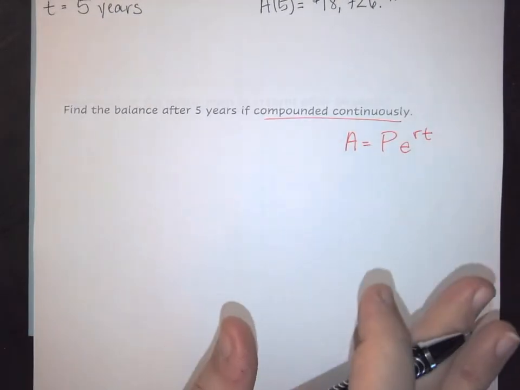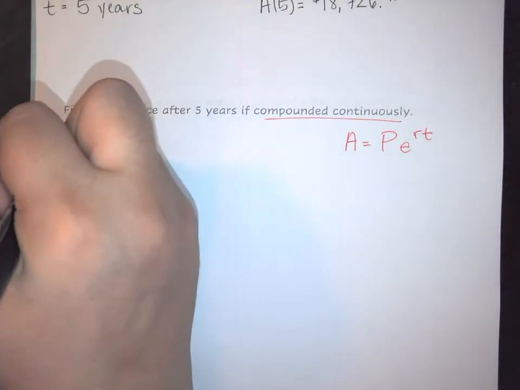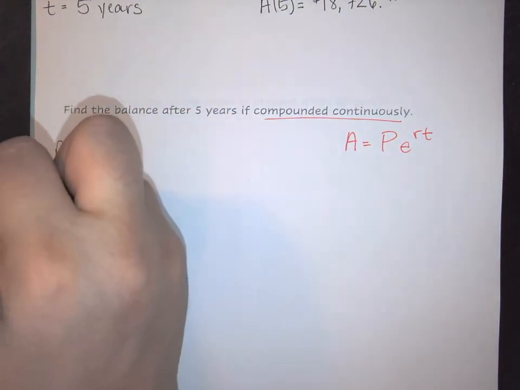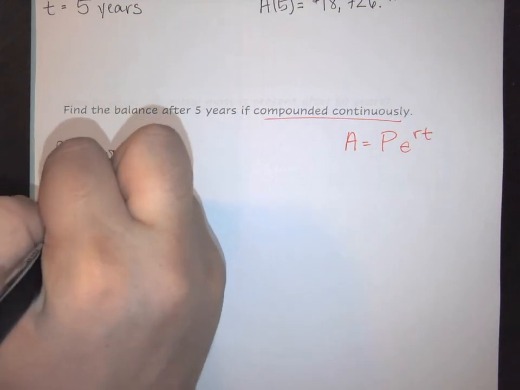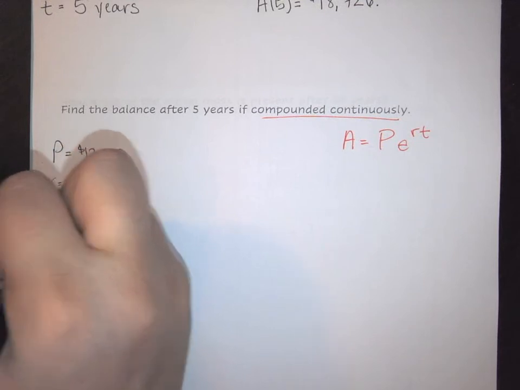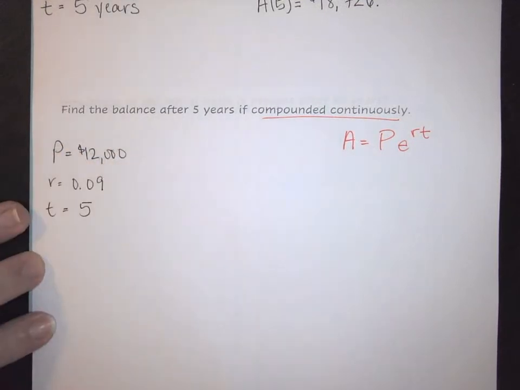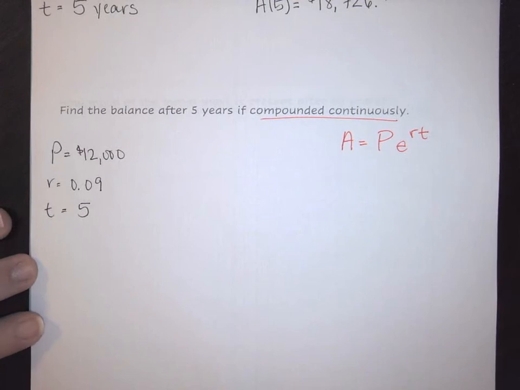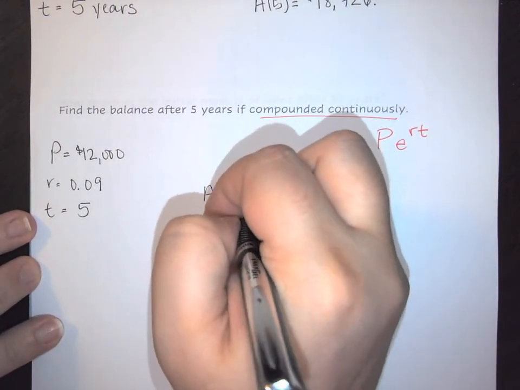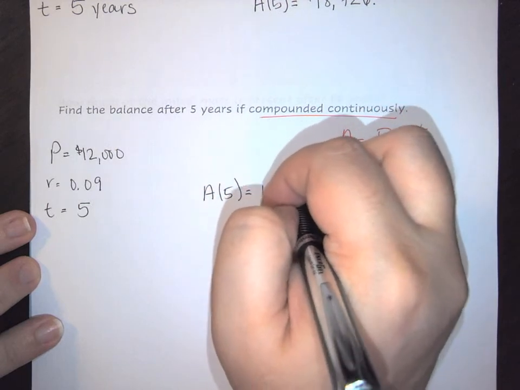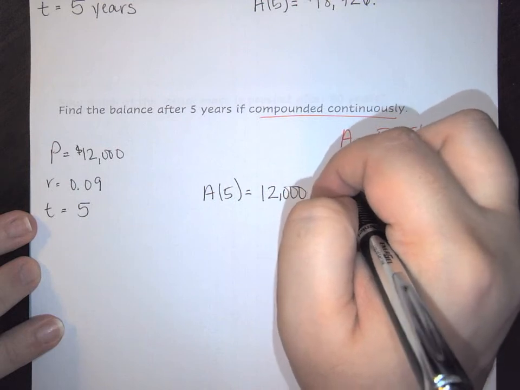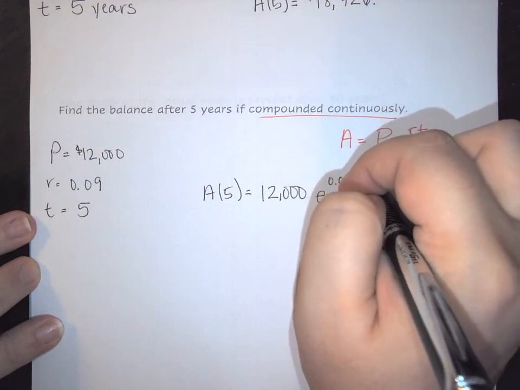Now, compounding continuously is going to be slightly different. Here, my P is still going to be the $12,000. My rate is still 9%. My t is going to be 5. But here we don't have the n value. Okay, so here what we have is we have that A of 5 is going to be $12,000 e raised to the 0.09 times 5.